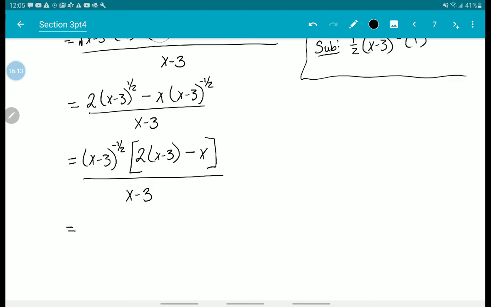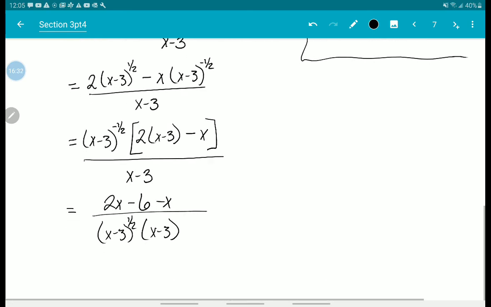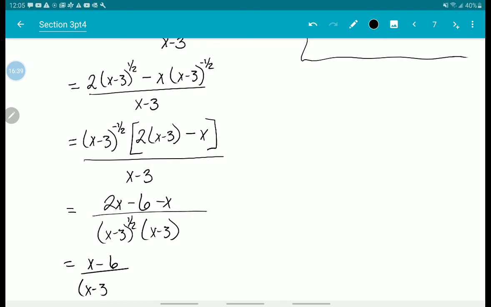So I'm going to do a couple of things in this step. This is a negative exponent. I'm going to bring it down. So now I have an (x minus 3) to the 1/2 times (x minus 3). And in the top, I'm going to distribute the 2 to get 2x minus 6. And then finally, we're just going to clean this up. This is x minus 6 all over (x minus 3) to the 3/2 power. So there is our derivative.